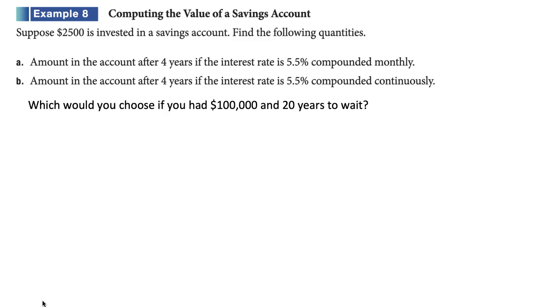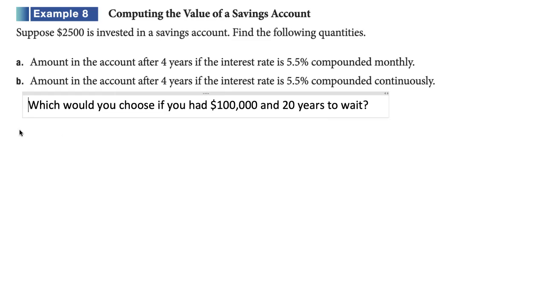Okay, so we're going to do some problems here because that's the best way to see how these really work. So this first problem, we are looking at investing $2,500 into a savings account. And in A, we're compounding it monthly. And in B, we're compounding it continuously. And everything is the same. So we're going to look and see which one is better. And we're also going to talk about which equations we're going to use.